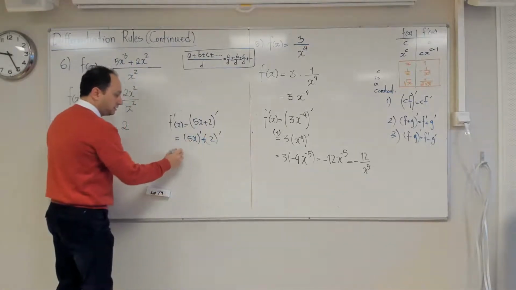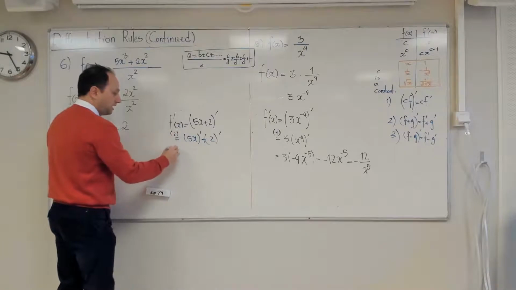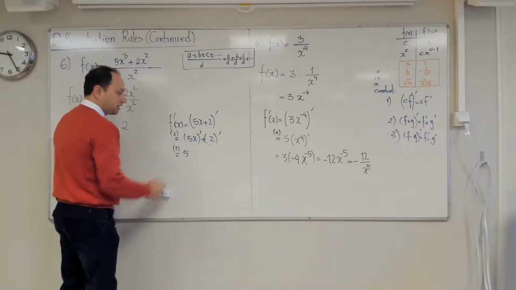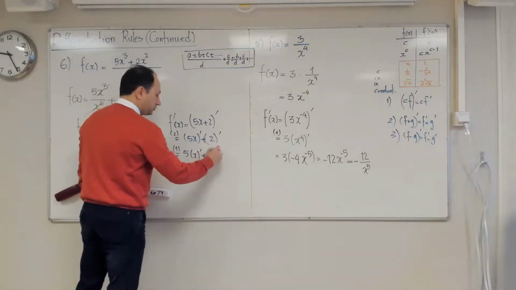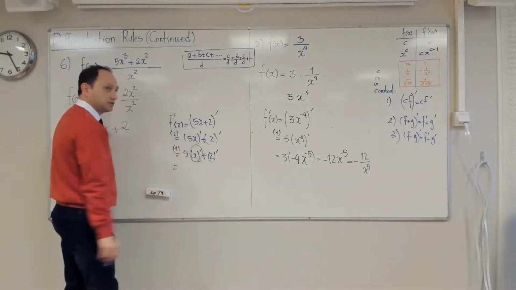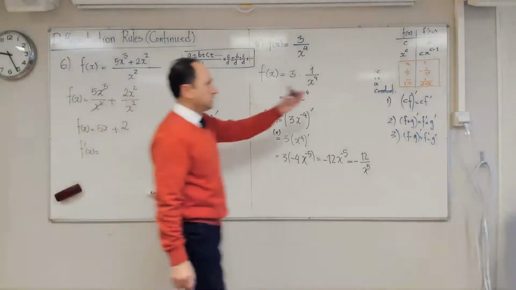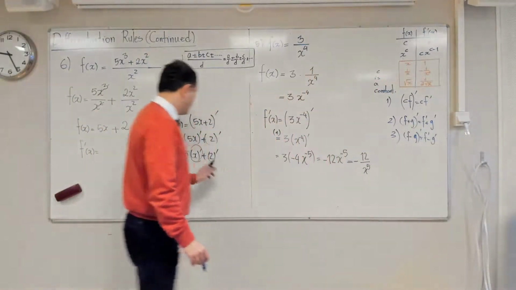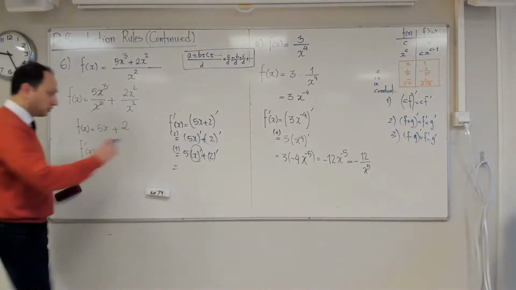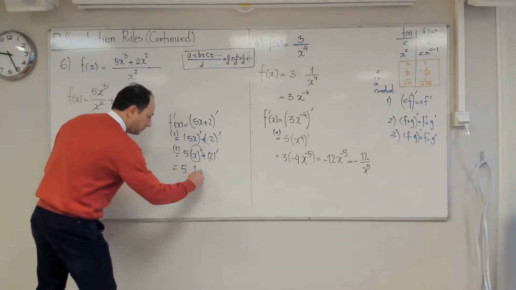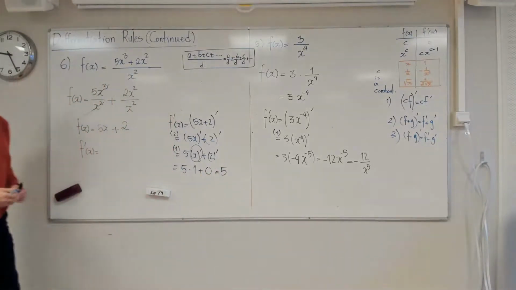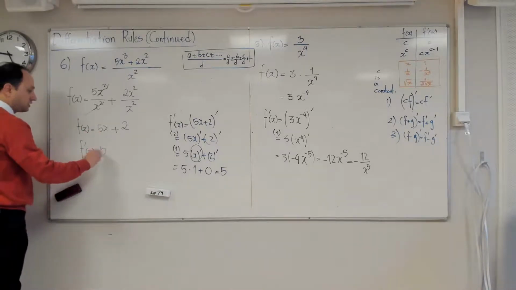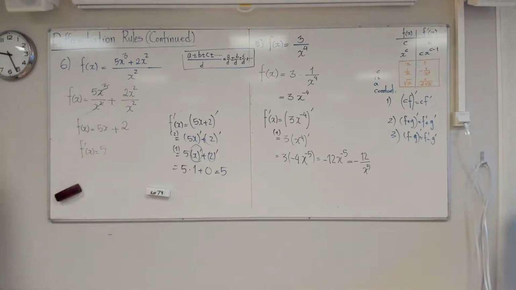But here, this is rule number 2. Now I use rule number 1. 5 goes out, and then I want to take the derivative of x, and then the derivative of 2. Now tell me, what is the derivative of x? You have it in the table. It's what? 1. What is the derivative of 2? It's 0. So it becomes 5 times 1 plus 0, not plus 2. So the answer is 5. So the derivative of f is just simply 5. Is that clear? Yes or no? Yes. Okay.